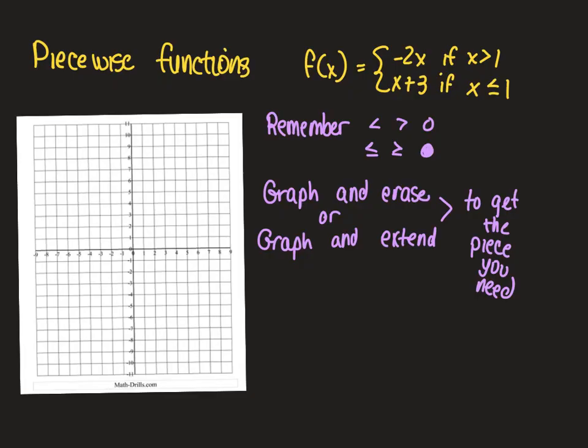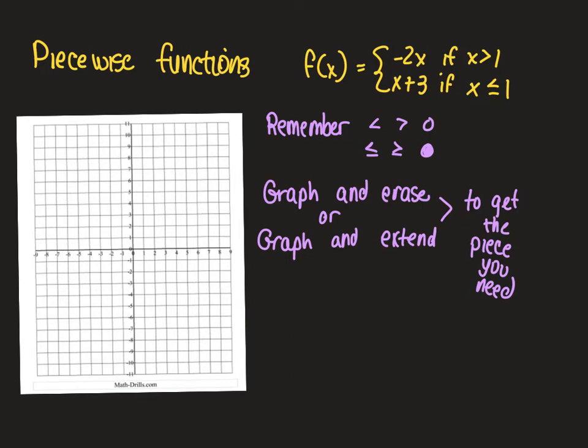All right, our next example is piecewise functions. Piecewise functions look like this. F of x is equal to, they'll draw a big bracket. They'll have the top one, negative 2x, if x is greater than 1. Or they'll have this piece, x plus 3, if x is less than or equal to 1.